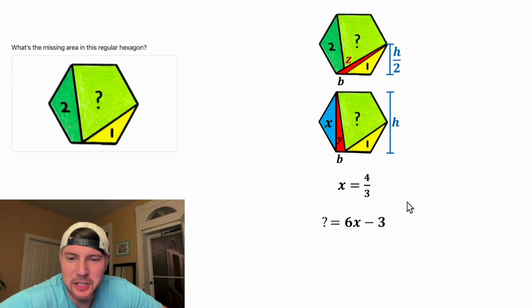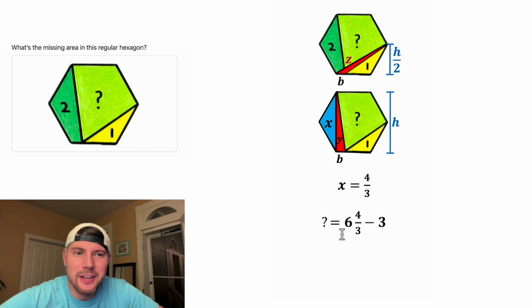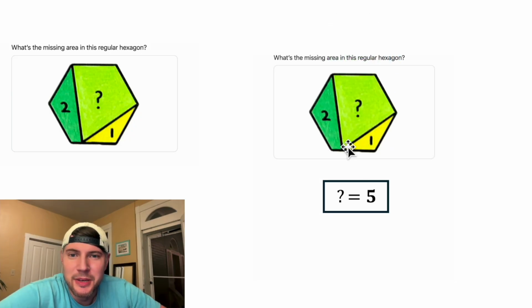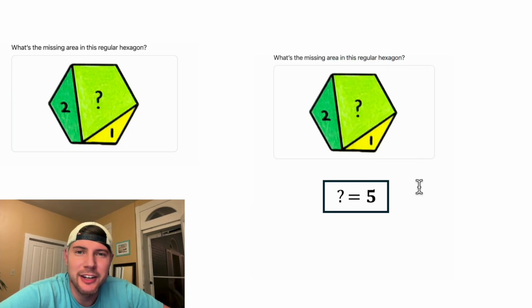So let's bring this up here, and in the place of the x, let's plug in 4/3. 6 times 4 is equal to 24, and 24 divided by 3 is equal to 8. And 8 minus 3 is equal to 5. This is the answer to our question. Let's put a box around it. The missing area of this regular hexagon is 5.